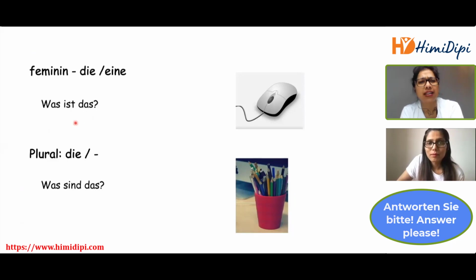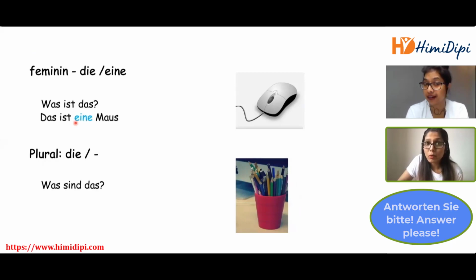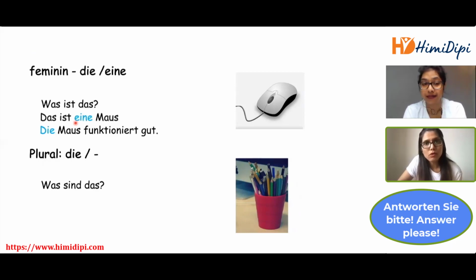Now, was ist das? Was sehen wir hier? A feminine object. Das ist eine Maus. Die Maus funktioniert gut.